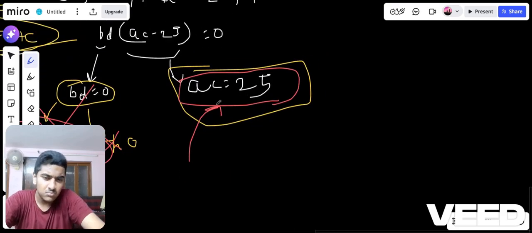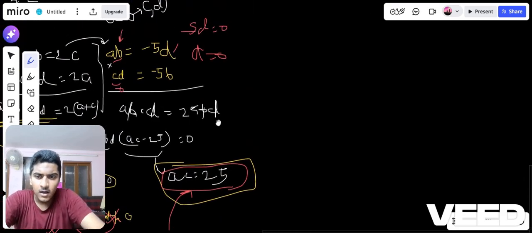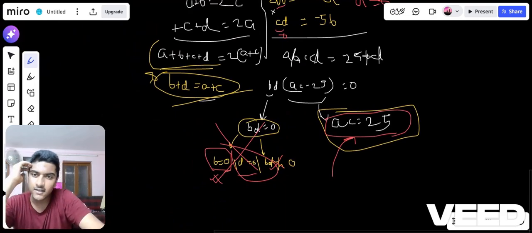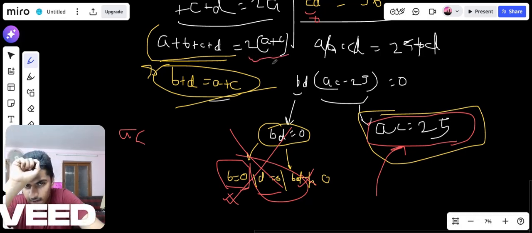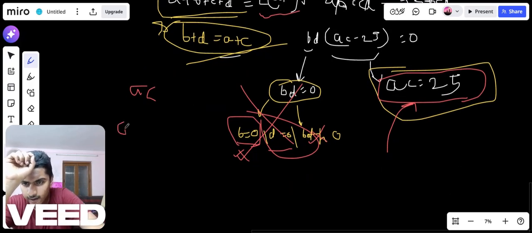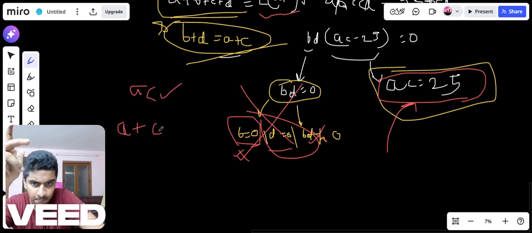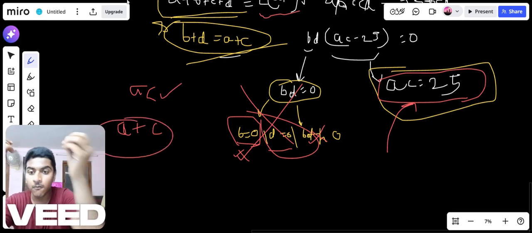Right, so fine. But now again you are stuck. I found out AC, it's just fine. But let's say I want to find out A plus B plus C plus D. Can you see that there's an extra preference on A plus C? So basically, I know the value of AC, and if from there I can somehow find the value of A plus C, then my job would be done.